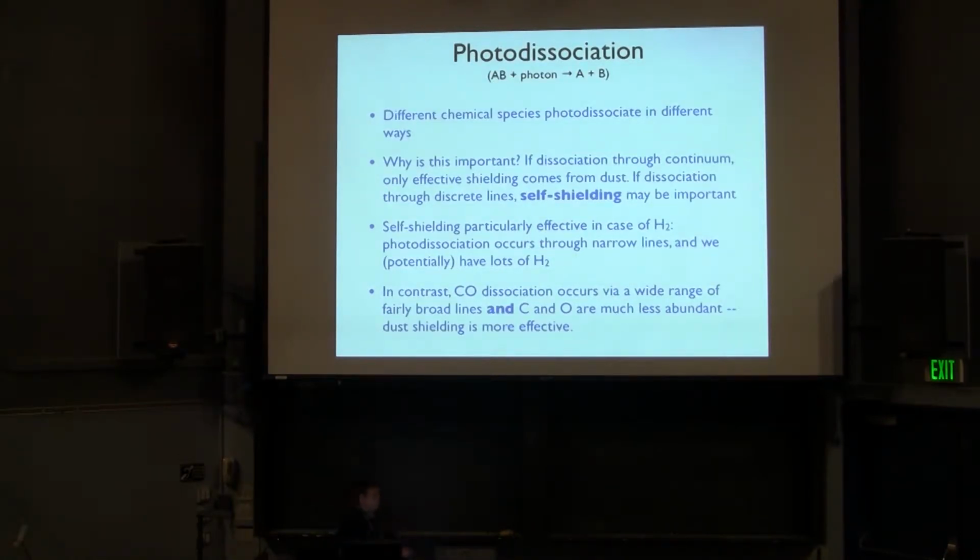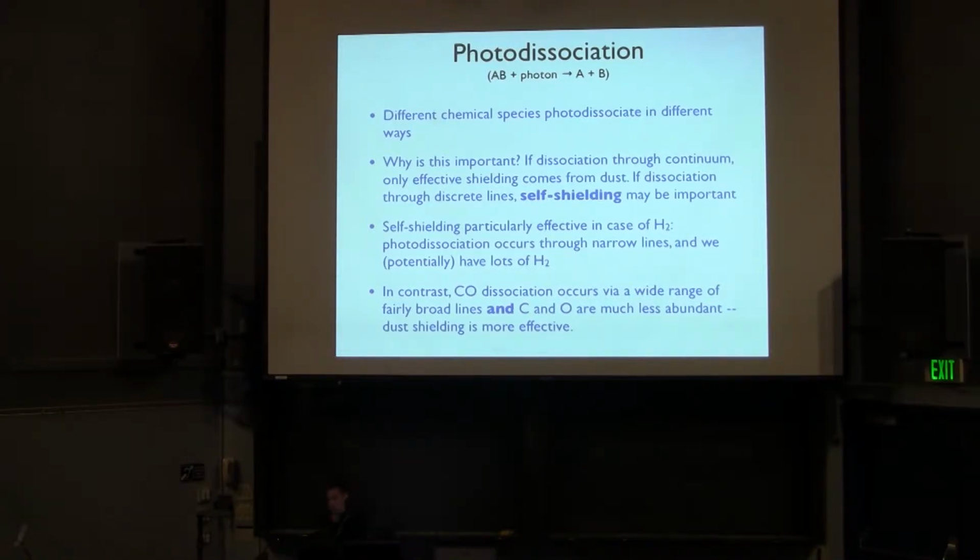So once you've formed your molecules, in this case, let's say H2, you can then destroy them again. You can destroy them via chemical processes, which involve more reaction rates over the ones we've just seen. Okay, so there'll be a reaction rate for the destruction as well. Or you have another process called photodissociation, where you have your molecule, it encounters a photon, and then it breaks it apart. And what's important to realize is that different chemical species photodissociate in different ways.